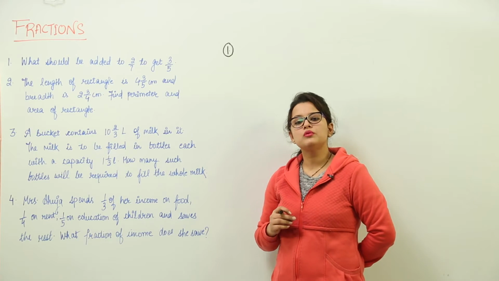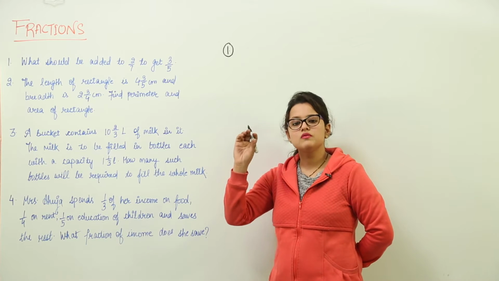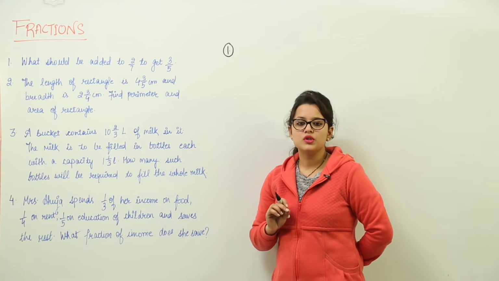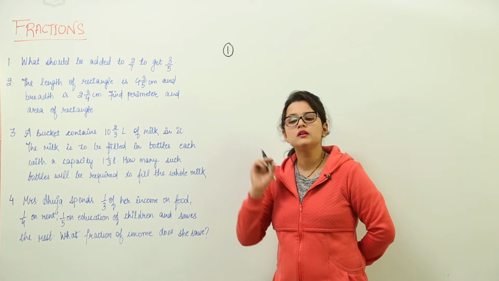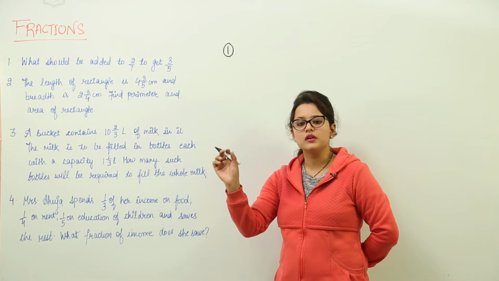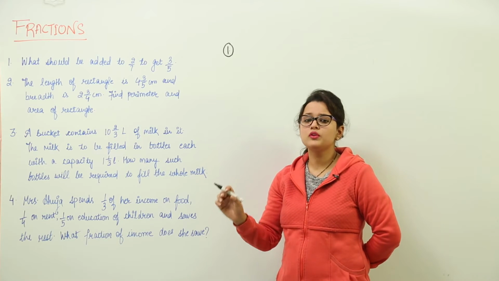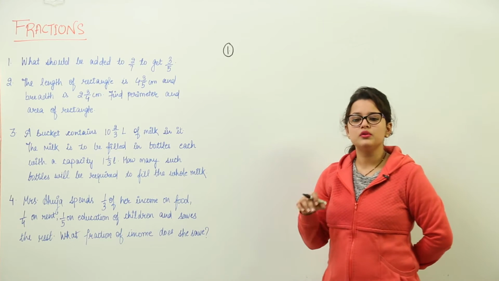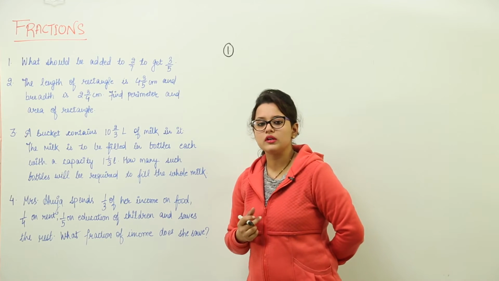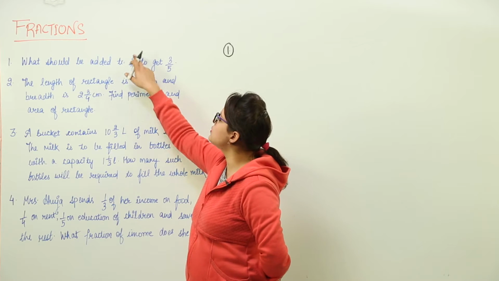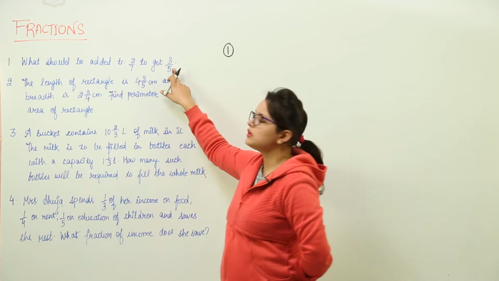You would ask for 50 rupees more. How did you come to know? You know the total costing for the chocolate was 100 rupees. You had 50 rupees with you. So what you did, you subtracted 50 from 100 and you got 50. That is, you need 50 rupees to be added into your pocket to buy that chocolate. So that is what is to be done over here. You have to add something to this value to make it 3 by 5.